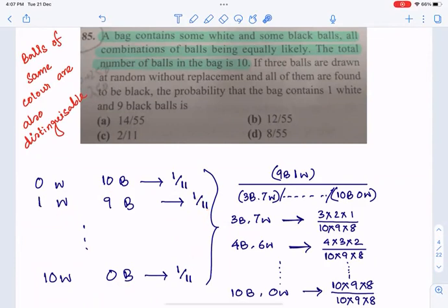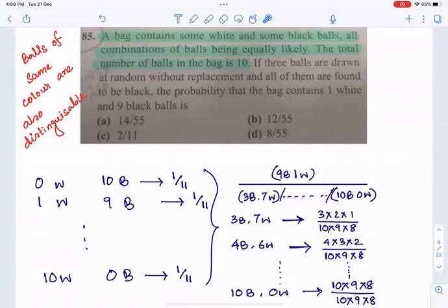All of them had probability 1 by 11. Now, out of which, what are our possibilities left over? Already 3 balls have been withdrawn and all were found black. So now the possibilities we are left with are 3 black, 7 white; 4 black, 6 white; and so on, up to 10 black, 0 white.